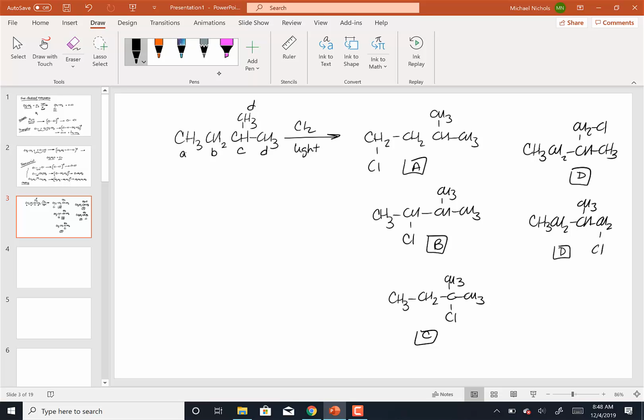But whenever we have multiple products, what happens next? My next question is, which product is the major product? And which product is the major product? It depends. On what? Well, it's going to depend on whether I use chlorine or bromine. It's going to depend on whether I do this reaction with light at room temperature or whether I heat it up to 300 degrees Celsius.